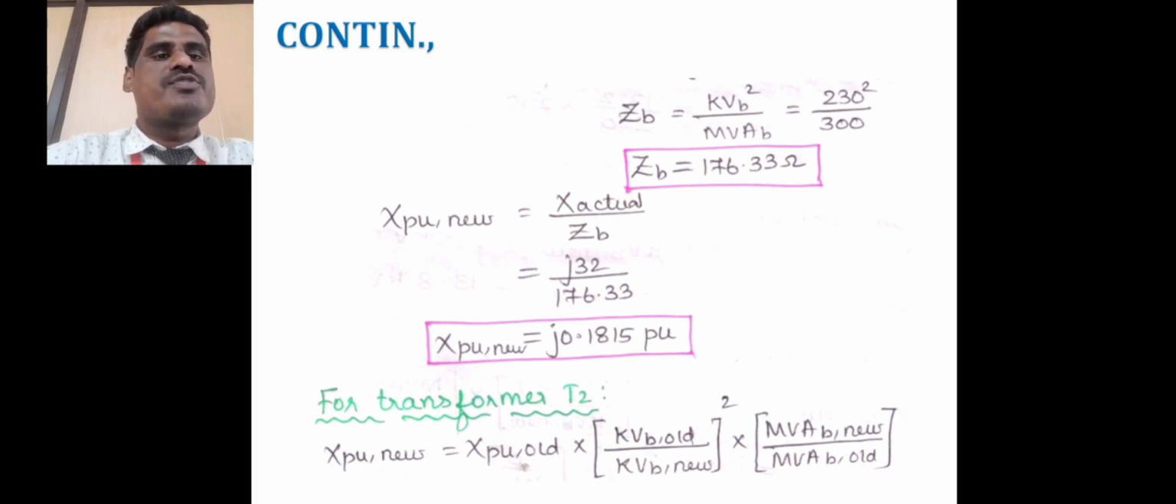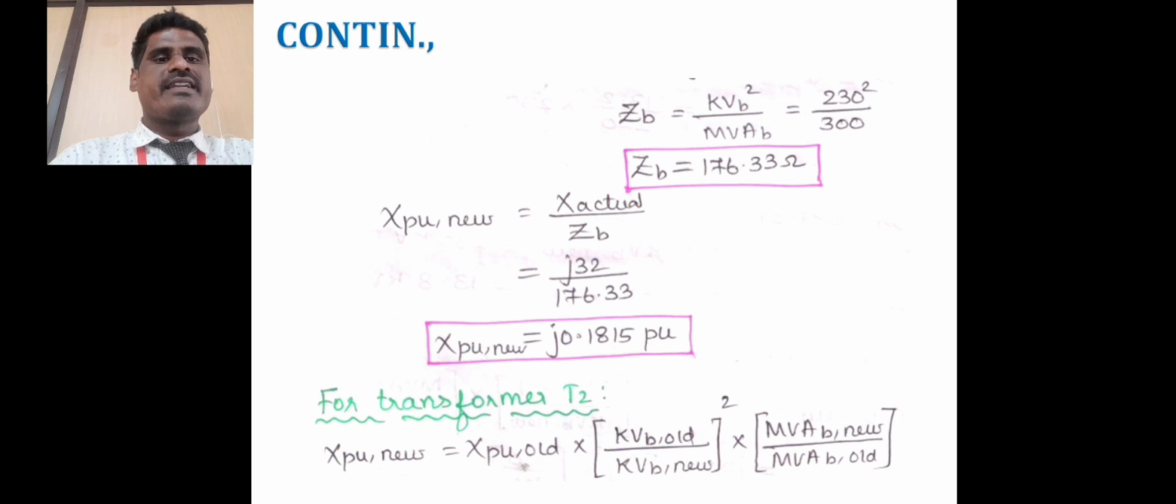So, directly substitute the value in the XPU new. X actual divided by Z base equal to j32 divided by 176.33 ohm equal to j0.1815 per unit. So, this is the per unit value of the reactance of the transmission line.